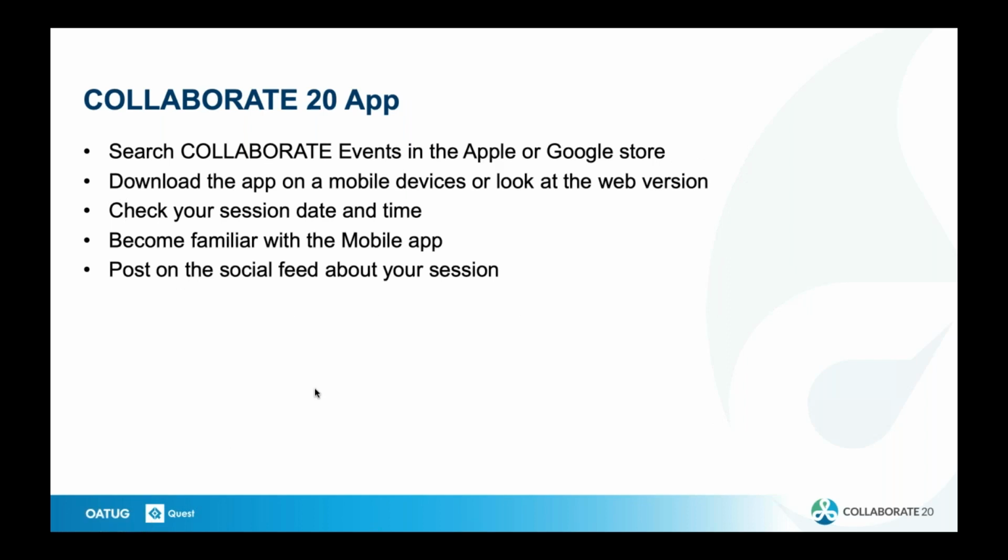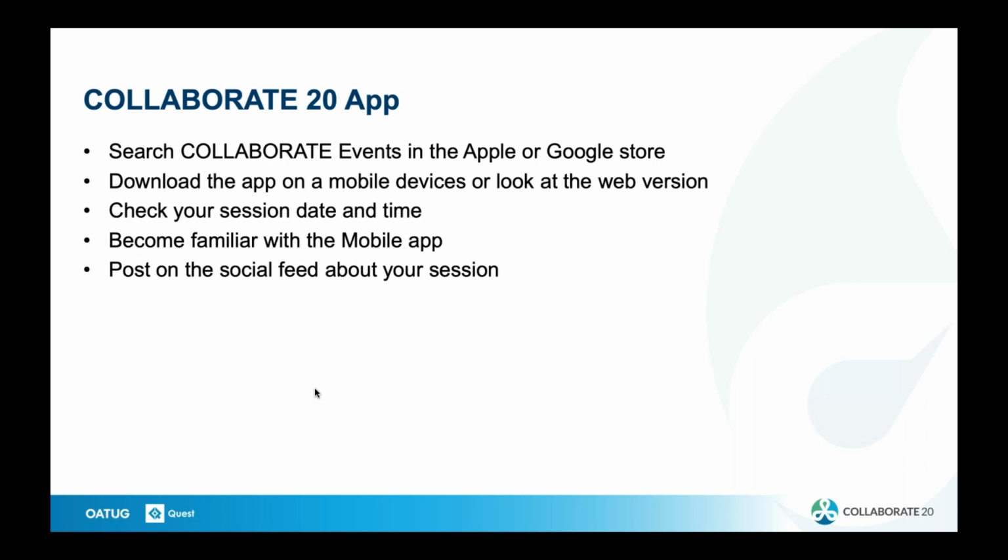Next, the Collaborate app. Search for Collaborate events in Apple or Google Store. It's really important that you put events on there. Otherwise, all this other stuff pops up. Again, download the app on your mobile device, or you can look for the web version. I've linked the web version in this PowerPoint, which we'll upload to that speaker page once this is over with.